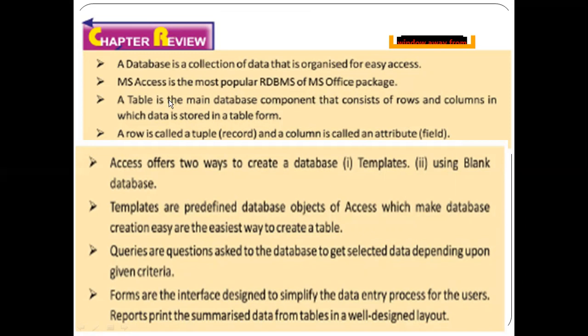A table is the main database component that consists of rows and columns in which data is stored in tabular form. Like Excel sheets are used to store data from the front end, in the same way we have a table in MS Access at the back end to store whatever information we have filled in the front end. A row is called a tuple or record, and a column is called an attribute.